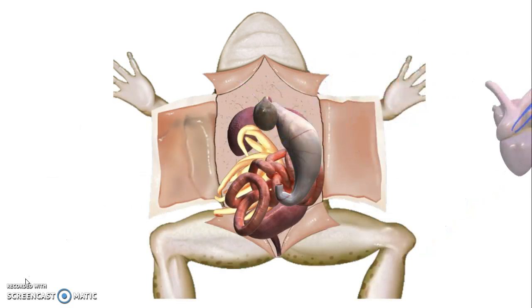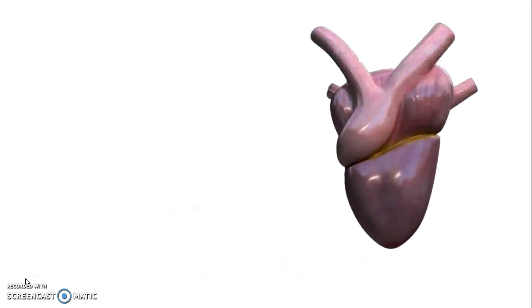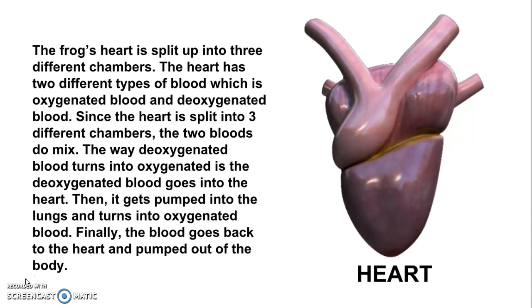So now we're taking out the frog's heart. So here is the heart, and the frog's heart is split up into 3 different chambers. 2 are atria, which receive the blood, and 1 is the ventricle, which pumps the blood out. The heart has 2 different types of blood, oxygenated blood and deoxygenated blood. Since the heart is split up into 3 different chambers, the 2 bloods do mix.